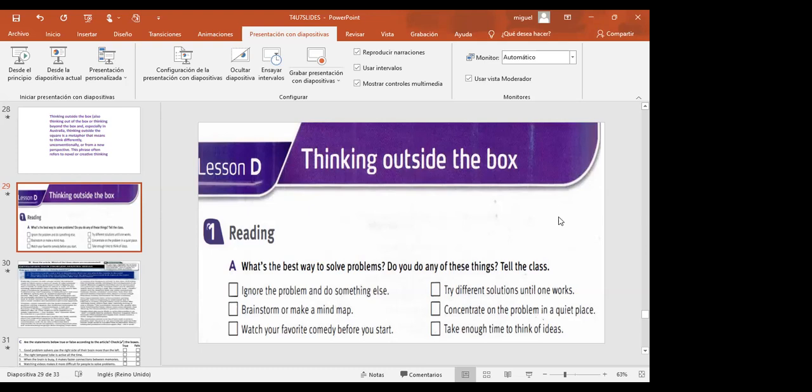In my case, I concentrate on the problem in a quiet place and take enough time to think of ideas. Different ideas, yes. Okay. We all have different ideas about this. So I think you agree on this one: concentrate on the problem in a quiet place. Have time to look for a solution. If there's a solution, okay. If there's not a solution, okay. You cannot do anything about it.